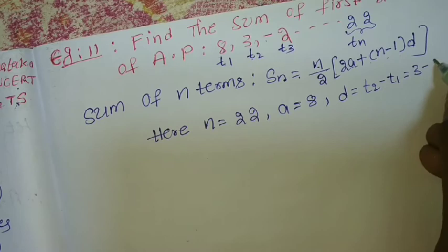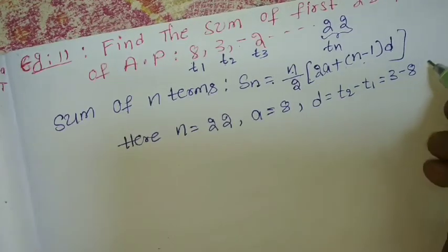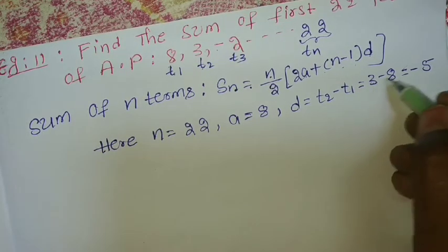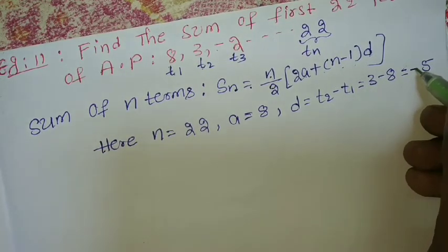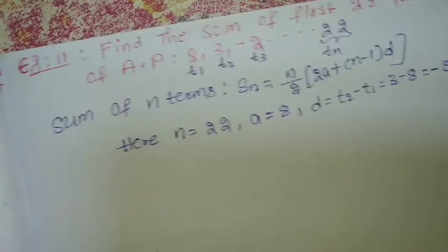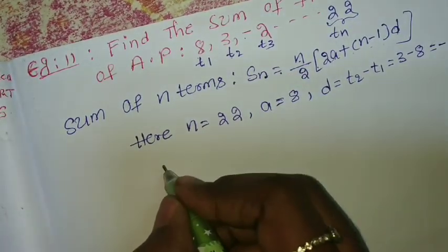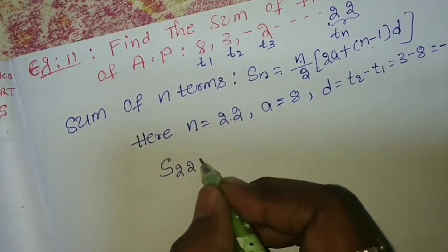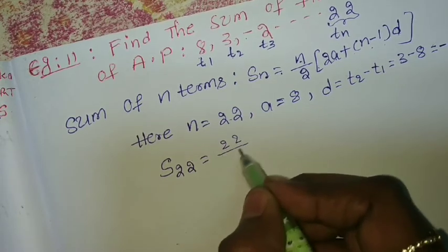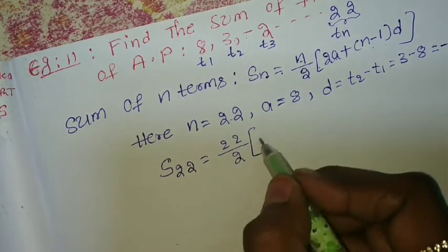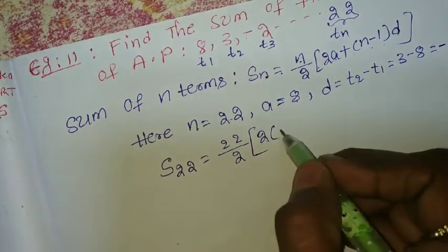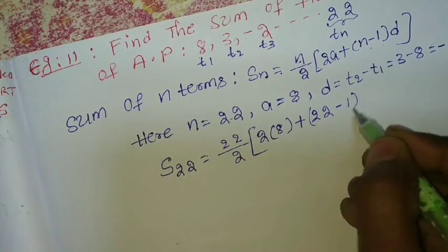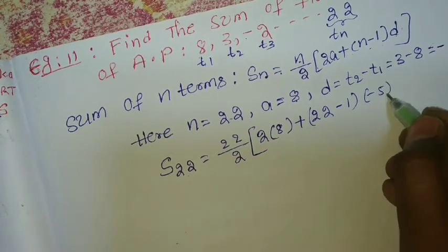That is 3 minus 8. What is d here? Minus 5 is the answer. Why minus 5? Because 3 is smaller than 8, so I am writing a negative sign here. Understand? So apply in the formula. Sn is equal to what? n is 22. S22 is equal to 22 divided by 2 into 2 times a, that is 8, plus n minus 1, that is 22 minus 1, into d, that is minus 5.